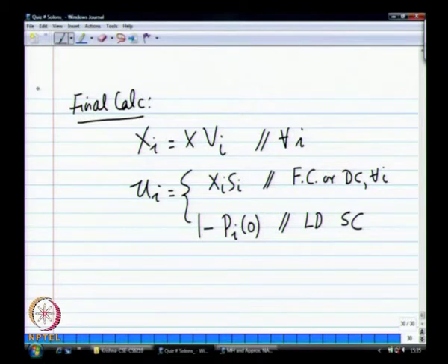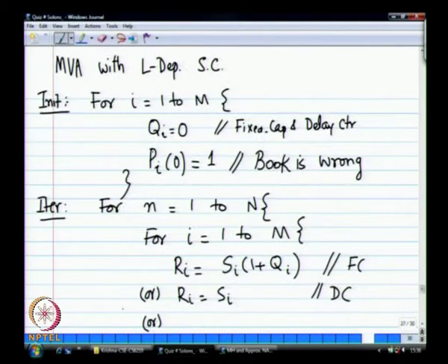Go back to the beginning of the iteration. At the beginning of the iteration we are computing the Ri's, depending on whether it is a fixed capacity service center, delay center, or load dependent service center. That is this loop here. Once I compute the Ri's, I compute my R and X like I have done before. Then once I compute my X, I go back and recompute the Qi's for all the devices. That is what this loop is all about.